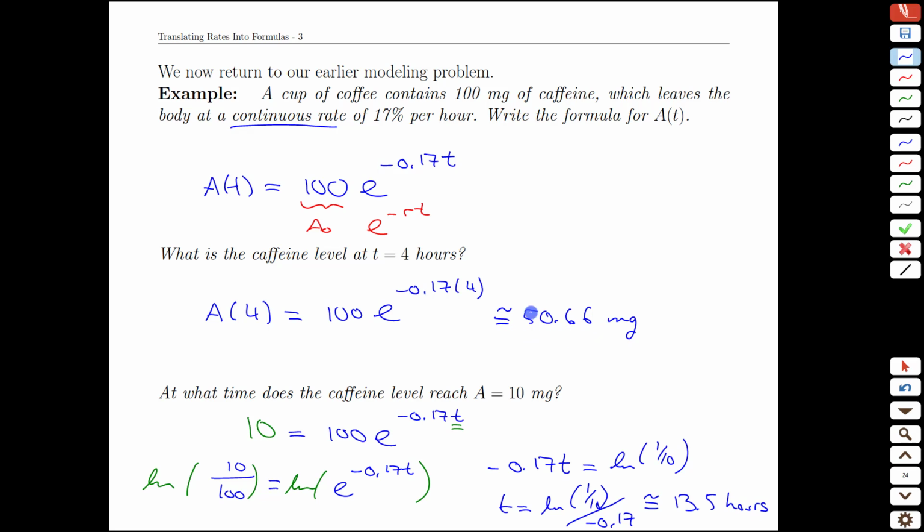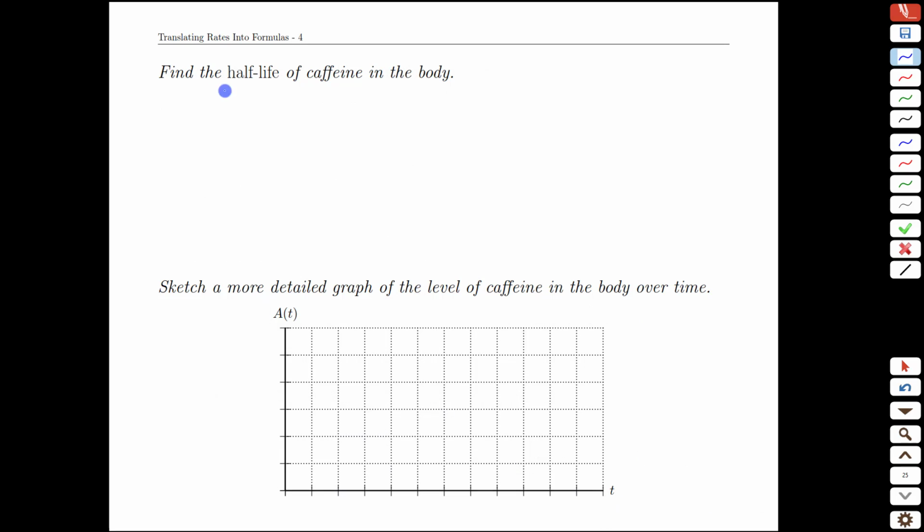Again, that seems fairly reasonable. It took 4 hours to go down by 50%. To go down by 50% another couple times should take another 4 times 4 plus 4, another 8 hours. So pretty reasonable ballpark there. Let's make that a little more explicit and find the half-life.